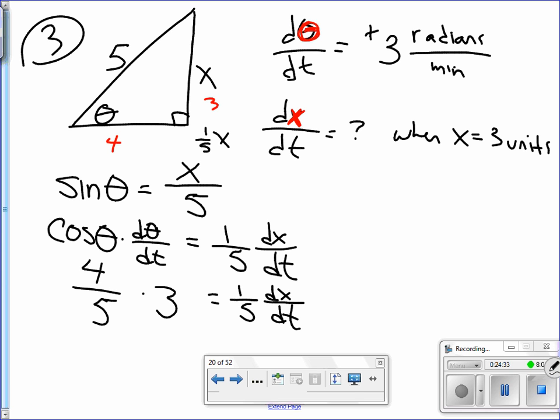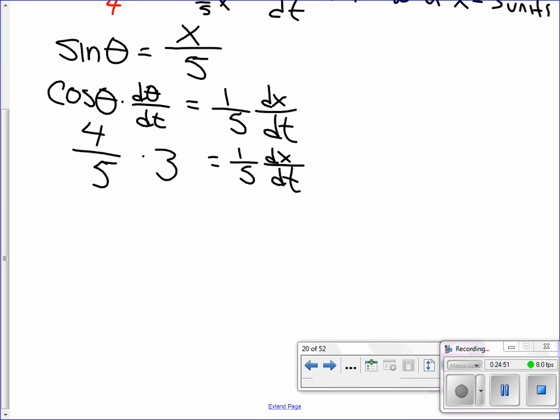Sometimes they don't say when what you need is whatever. They say when something else is whatever, and you got to figure out what you need. Now we can solve this for dx dt. What would you do? Yeah, I'd multiply both sides by 5. That's an excellent idea, because that'll just knock that out. Multiplying. So much more fun than dividing. So dx dt equals 12.